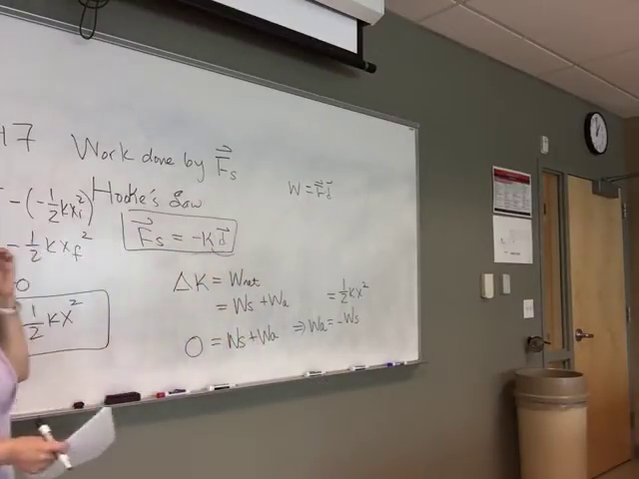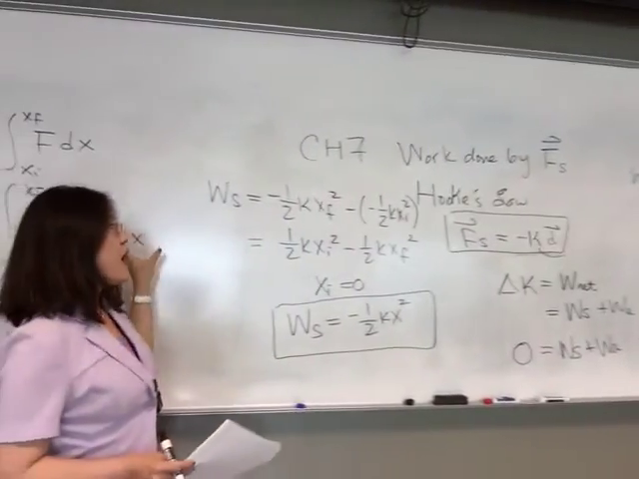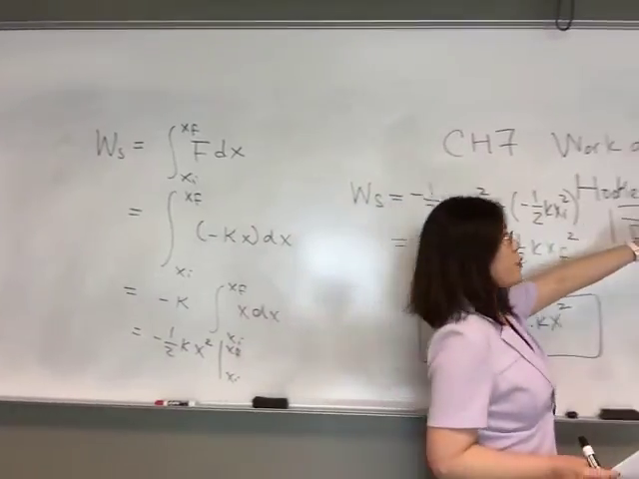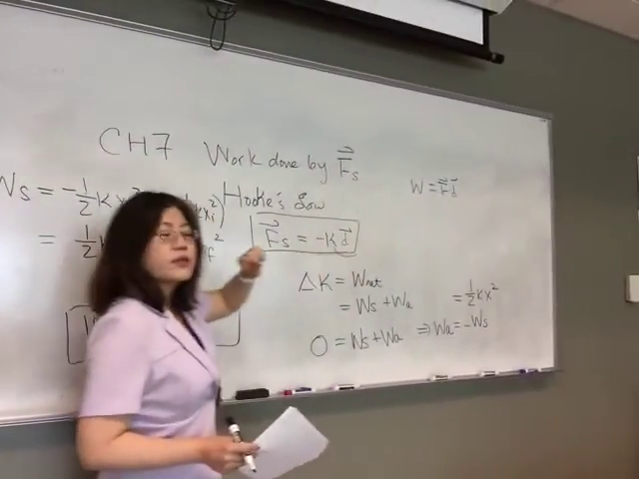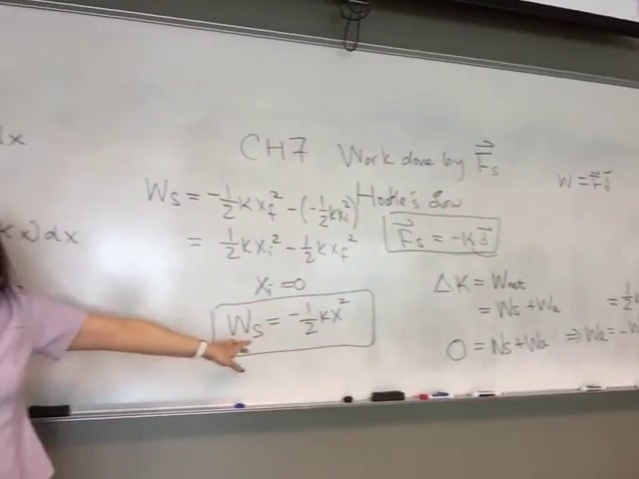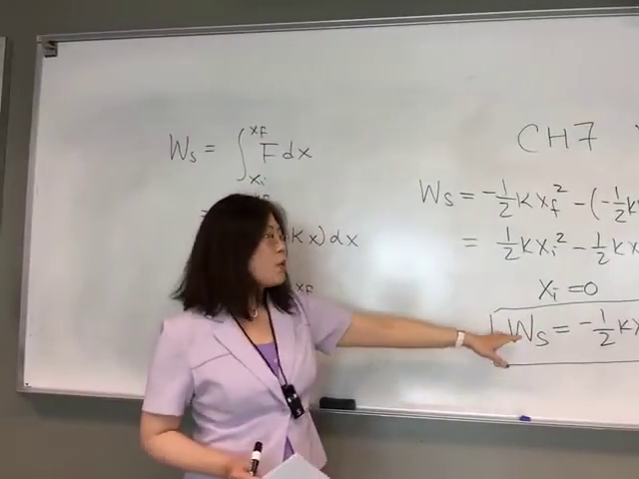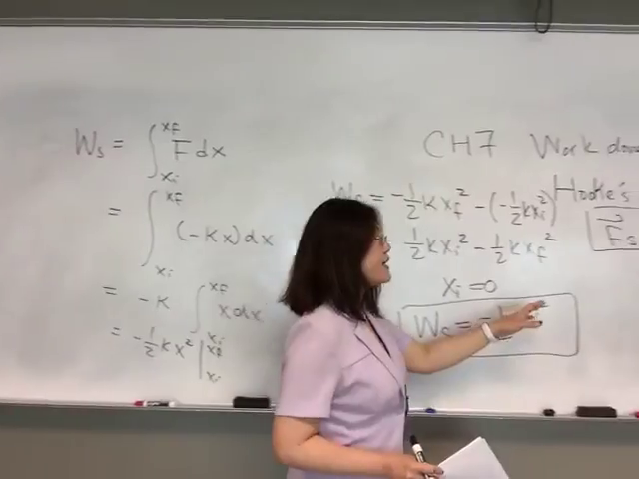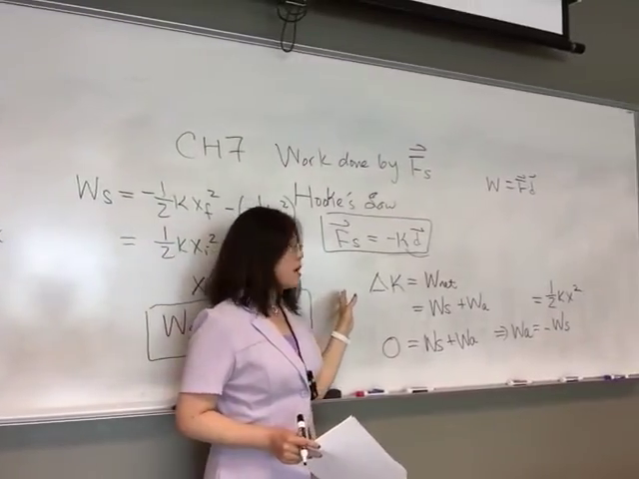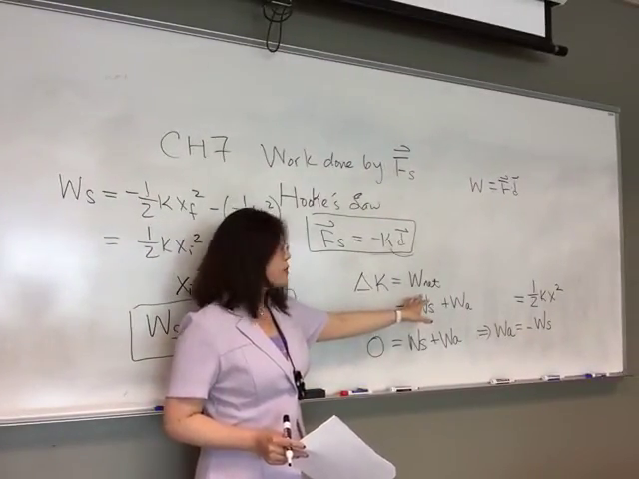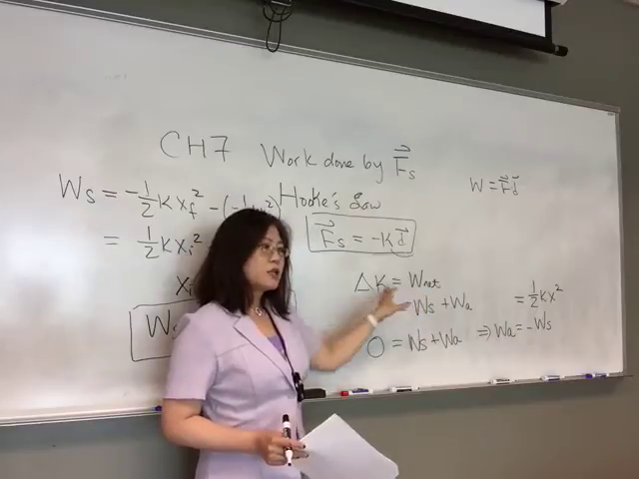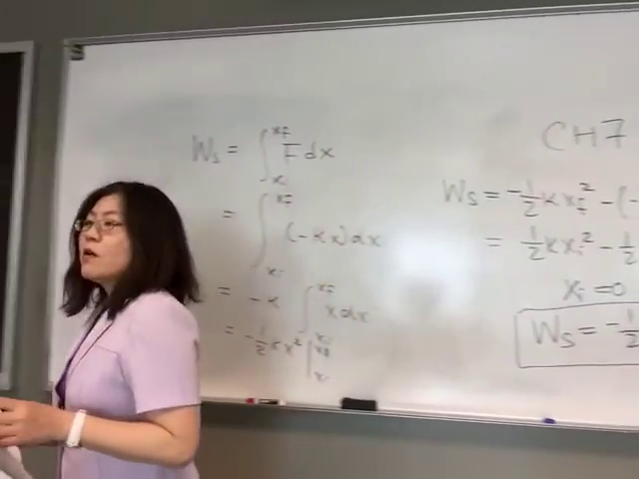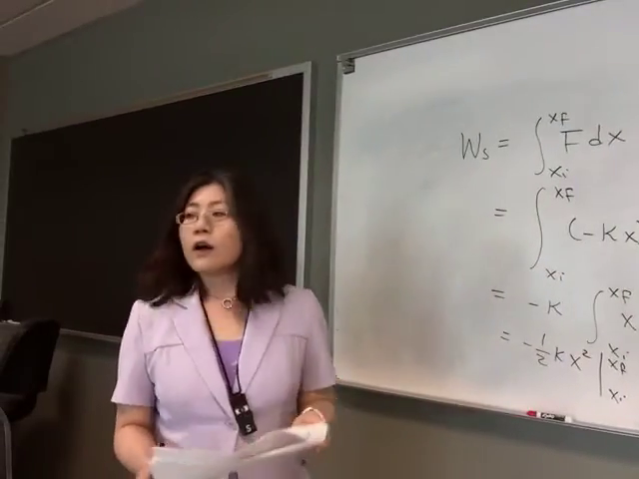Now, if you're dealing with a spring force, we derived that the work done by the spring force is not that. You do not use this expression. Instead, you will use this expression, negative 1/2 kx squared. That will be the work done by the spring force. Okay, and utilizing the work-energy theorem, net work done is equal to the change in kinetic energy. All right. So, any questions so far?